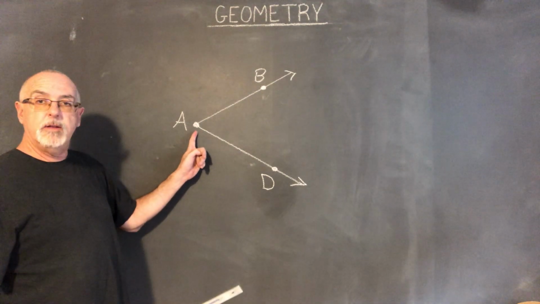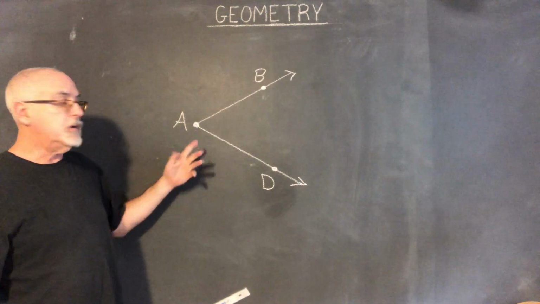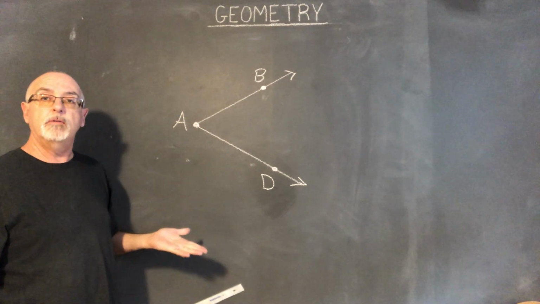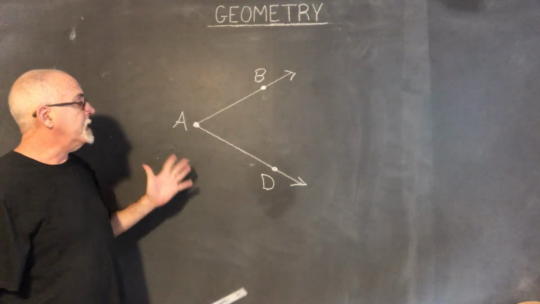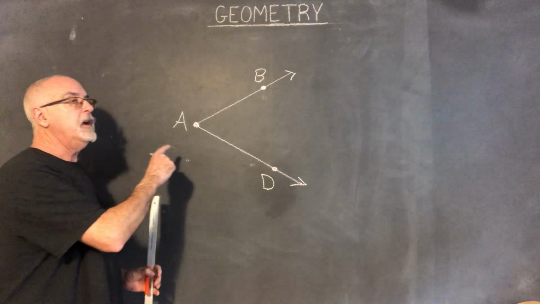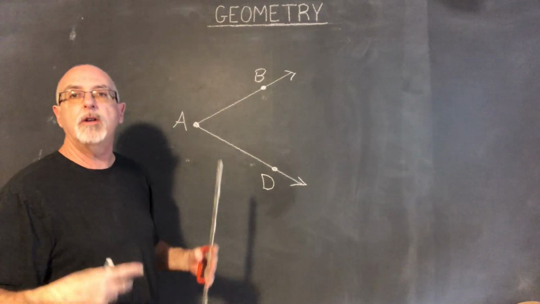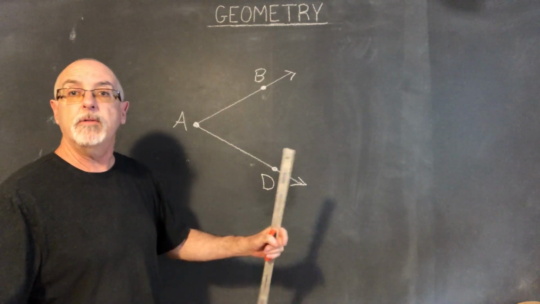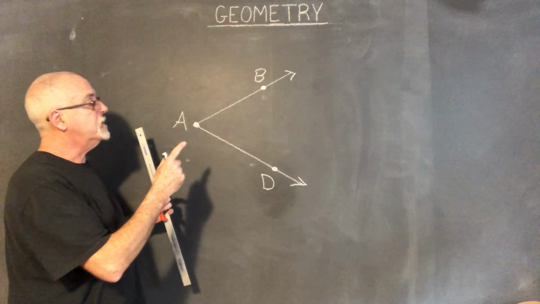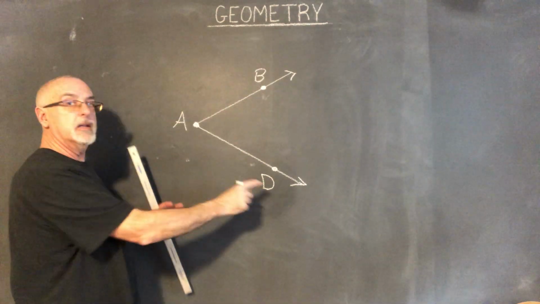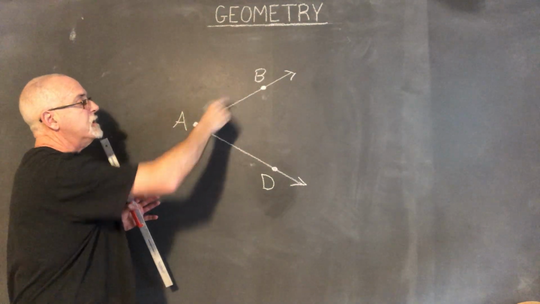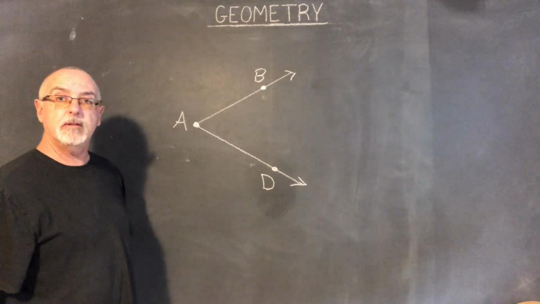We can refer to this point A now, besides being point A, we can also refer to it as a vertex. Vertex A. A vertex is a point that has more than one line or line segment coming out of it. And when you arrange things like this so that we have vertex A on these two rays, we also have created an angle.